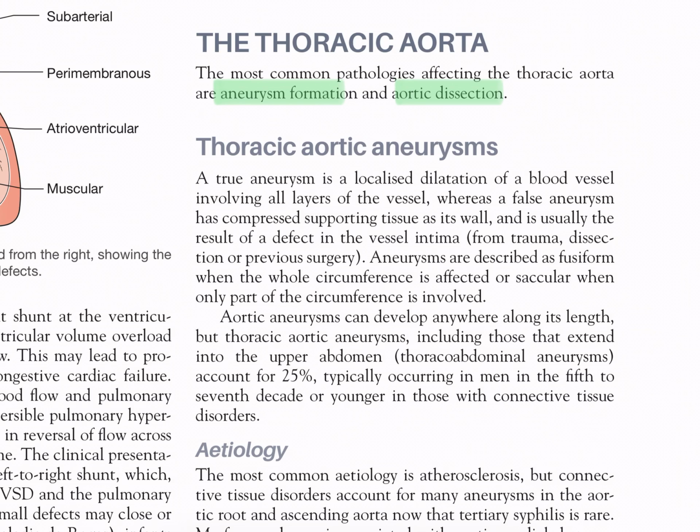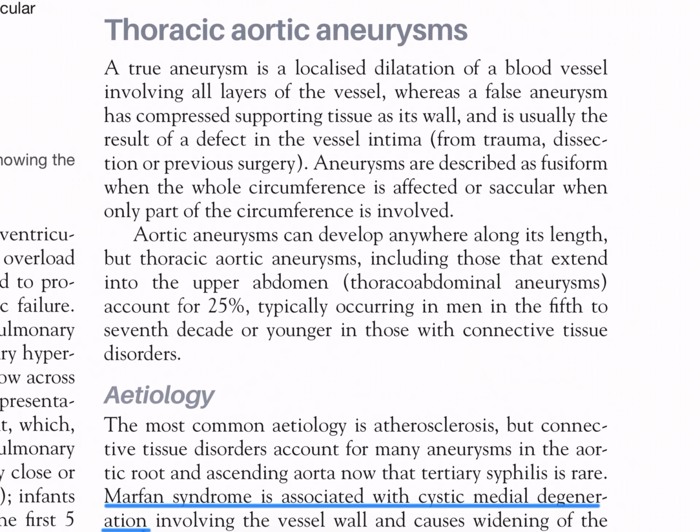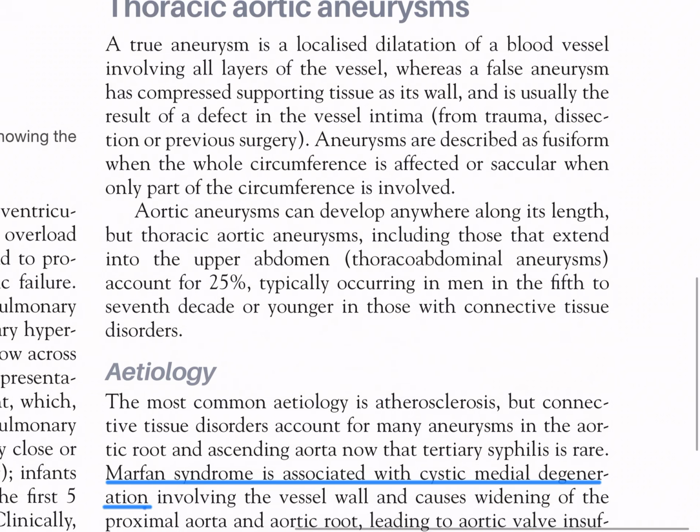Aneurysms are described as fusiform when the whole circumference is affected, or saccular when only a part of the circumference is involved. Aortic aneurysms can develop anywhere along its length, but thoracic aortic aneurysms, including those that extend into the upper abdomen, thoracoabdominal aneurysms, account for 25%, typically occurring in men in the 5th to 7th decade, or younger in those with connective tissue disorders.